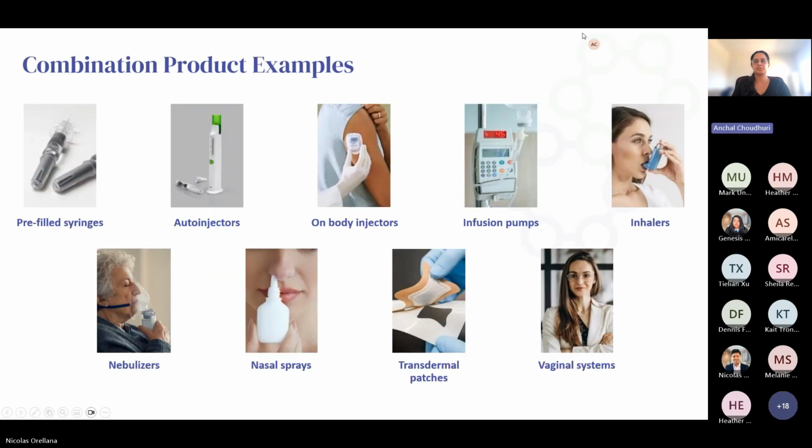So this slide just shows some combination product examples, and so you can see that the user interface for different combination products can be vastly different. And the considerations and risks, for example, for injection devices administered by a healthcare provider are going to be quite different than those for an inhaled product used by a patient in their own home.